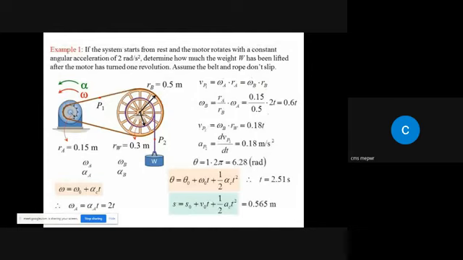Now let's consider another point, but this is not on the same rope. Let's consider this point P. This point P is on the rope that is connected to the weight, right? So if I want to find the linear velocity of this point, again I can use the equation v is equal to omega r. But in this case, this is for Vp2, right?